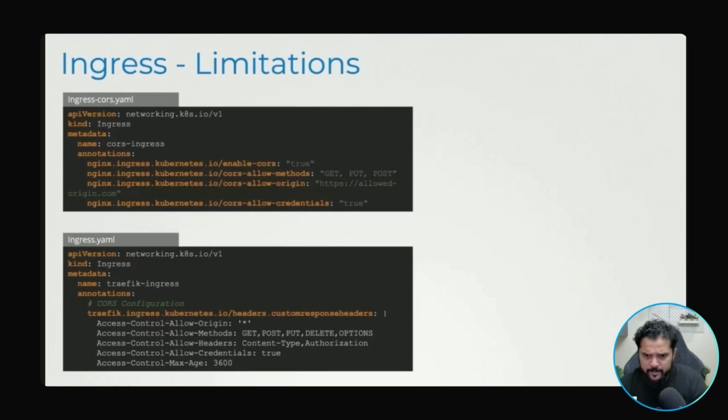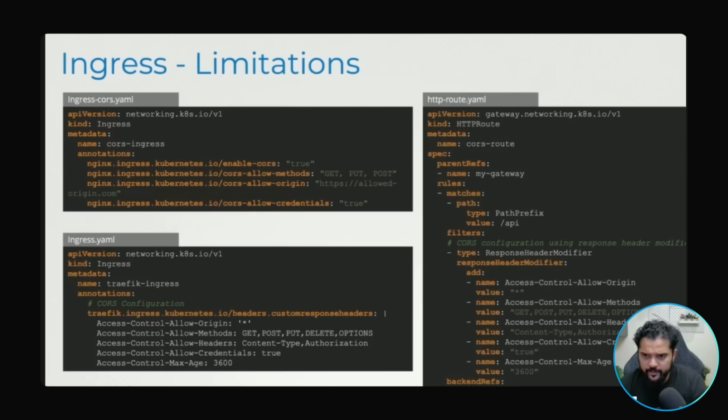And this is another example, for the CORS configuration. Again, as you can see, the CORS configurations were in the annotation section for Ingress, and now with Gateway API, you have everything defined inside the spec section. And under filters, you have all of these cross-origin controls specified here.